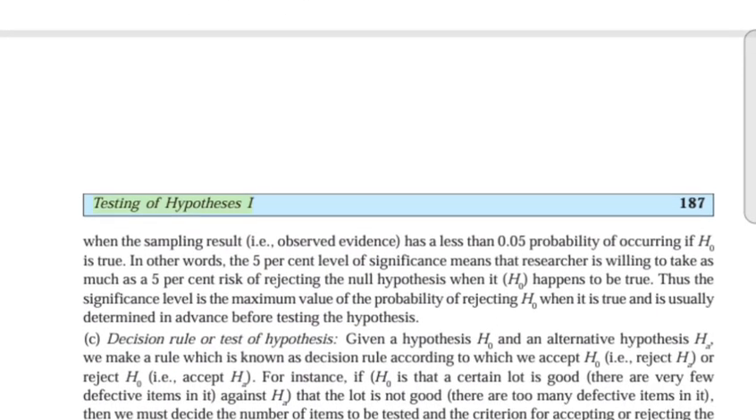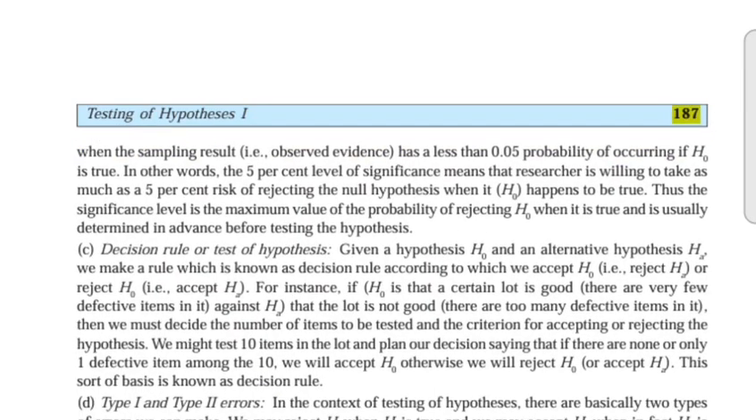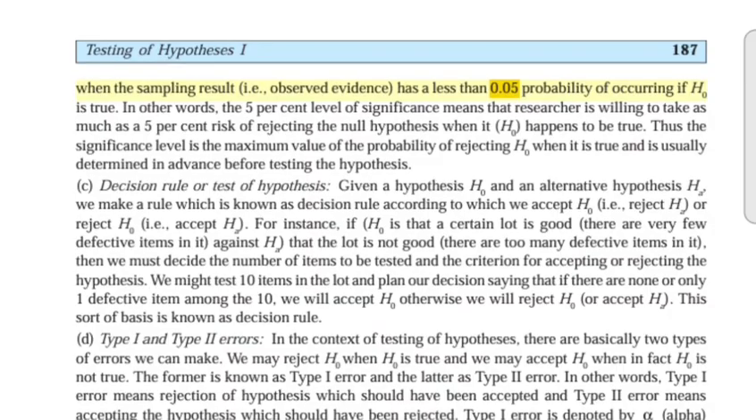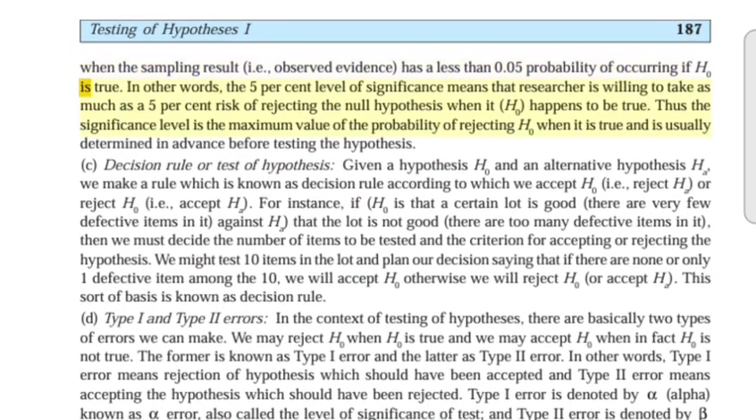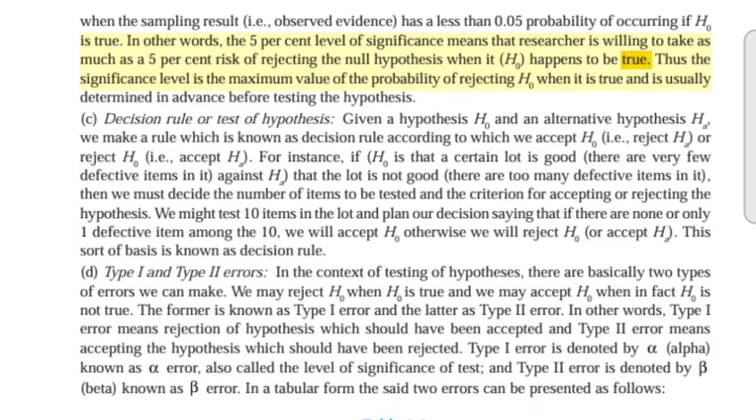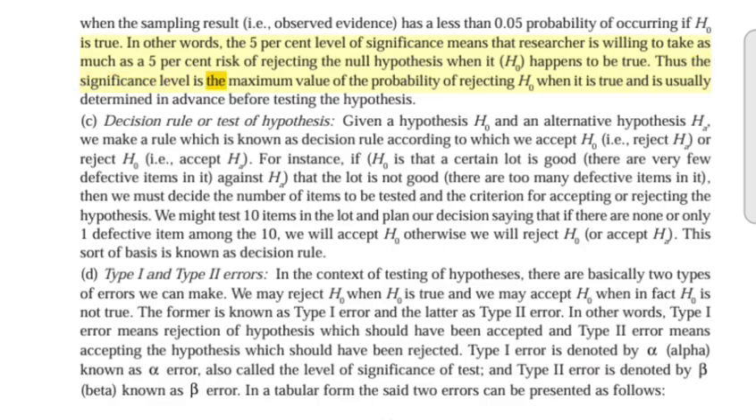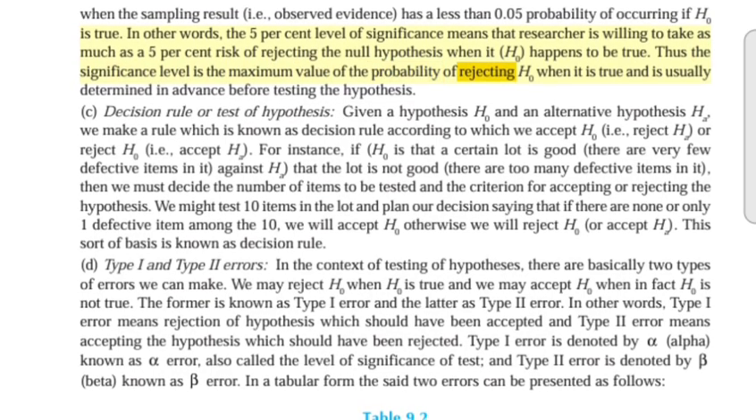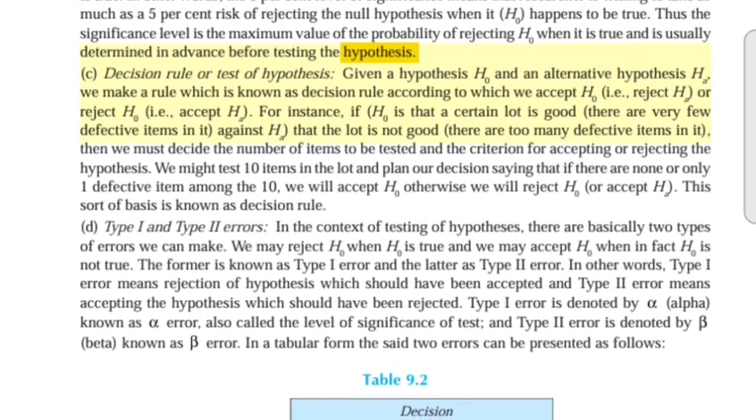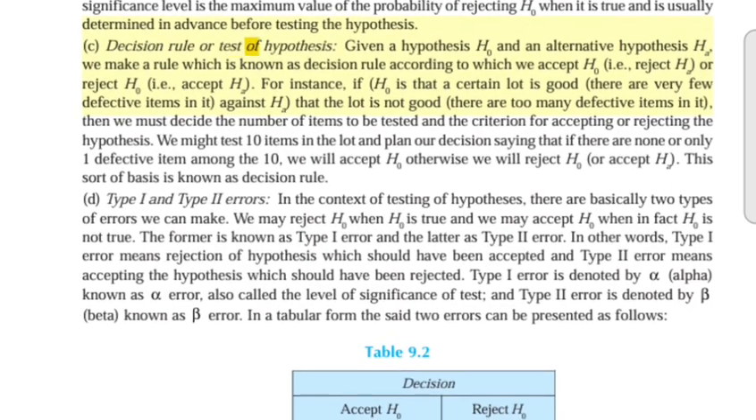Testing of hypotheses. H0 will be rejected when the sampling result, i.e., observed evidence, has a less than 0.05 probability of occurring if H0 is true. In other words, the 5% level of significance means that the researcher is willing to take as much as a 5% risk of rejecting the null hypothesis when it, H0, happens to be true. Thus the significance level is the maximum value of the probability of rejecting H0 when it is true and is usually determined in advance before testing the hypothesis.